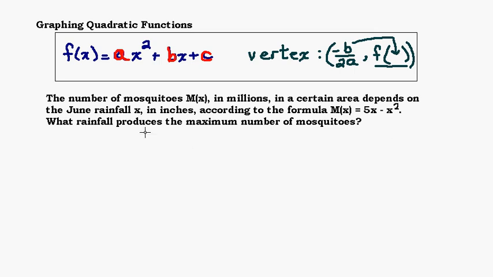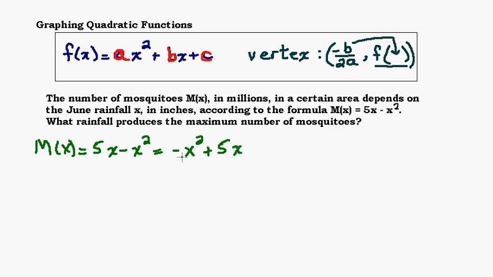So let's first understand what's happening here. We've got this formula, m of x equals 5x minus x squared. So x is the number of inches of rainfall, and m is the number of mosquitoes in millions. So if we think about what this graph is going to look like, it's going to look like a parabola because it's got an x squared, and it's going to look like an upside down parabola. Now if we wanted to put it exactly in this form, we could put the negative x squared first and then the plus 5x term second.